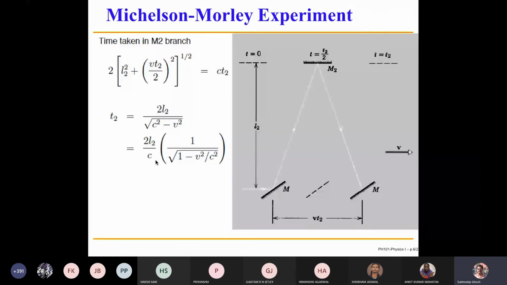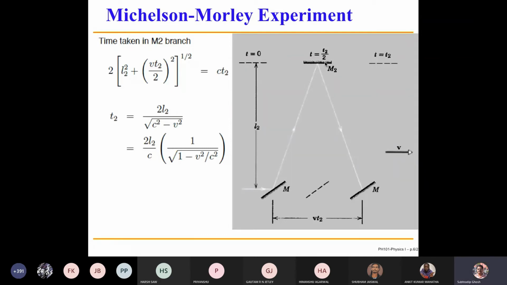So the observer starts to observe things right when the light hits this mirror M. The light has to get reflected from M2 to come back to M again. Now, what you are saying is that M2 is still in the perpendicular direction. But according to the observer in the ether frame, everything is moving with velocity v. So after the time T2 by 2, where does the light find the mirror? It does not find the mirror over here. It finds the mirror over here.